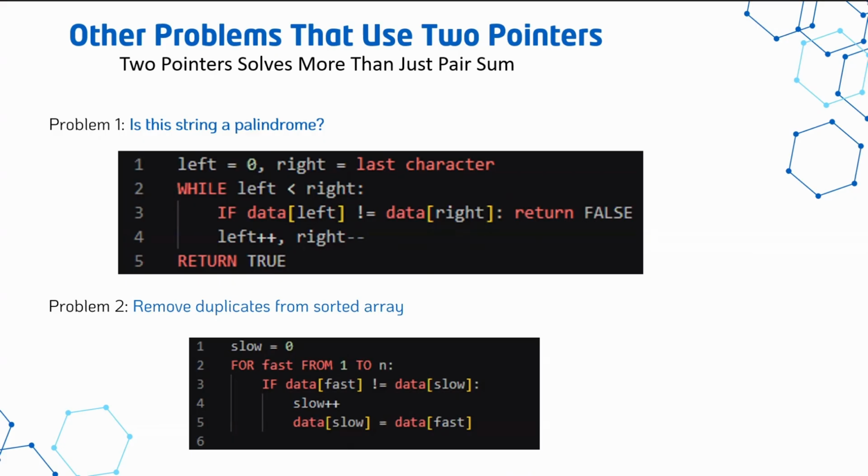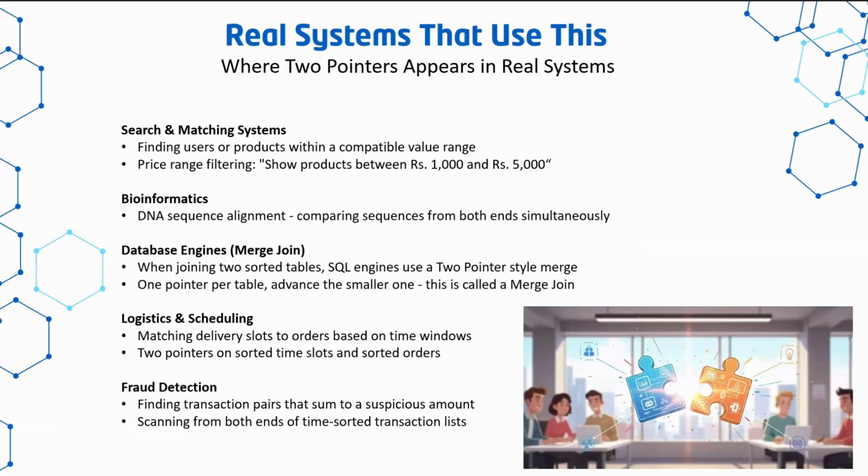And real-world systems that use this. So we are not going to always count the palindromes, right, in the real world. So search and matching, as we discussed, dating applications, and when it comes to price range filtering, so products between 1,000 and 5,000. Bioinformatics, like databases, we have this merge join in SQL. This is what we use mainly. We want the most optimum way to do it. So SQL engineers use a two-pointer style merge. So that's the algorithm that's running behind.